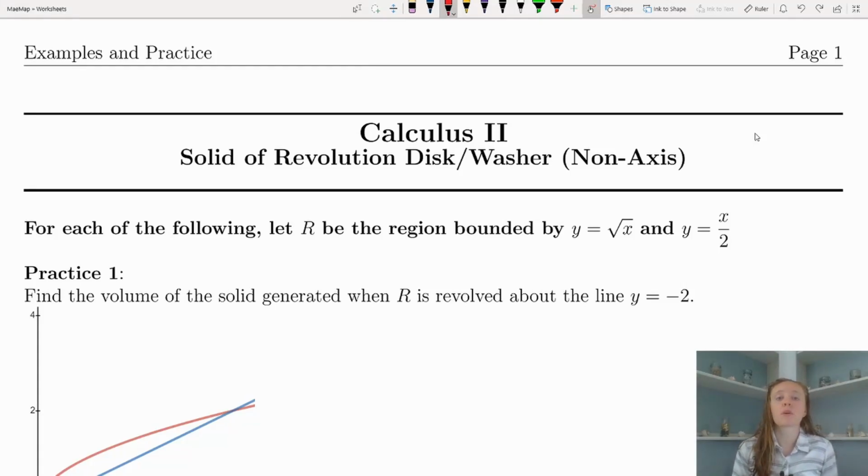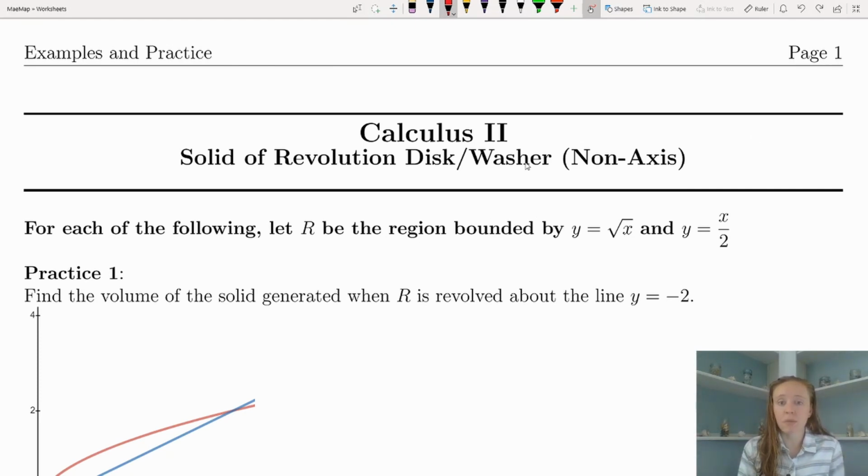In this video, we're going to expand upon the concept we learned in the last video, but now we're going to be rotating around something that's not an axis, so some other line in the XY coordinate system. However, it's either going to be a horizontal line parallel to the x-axis or a vertical line parallel to the y-axis.